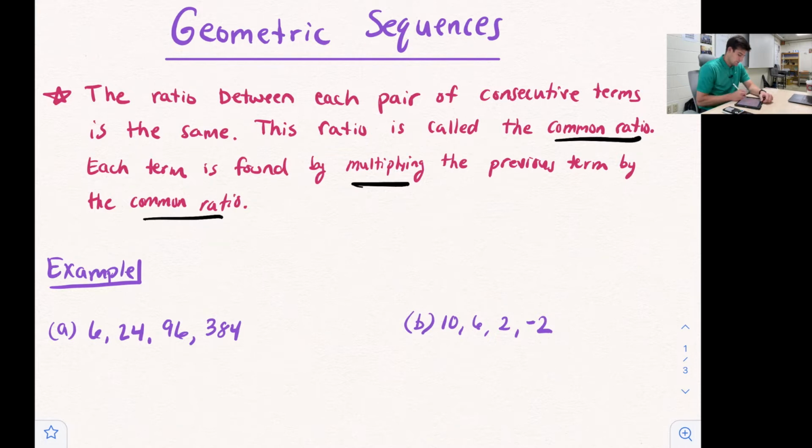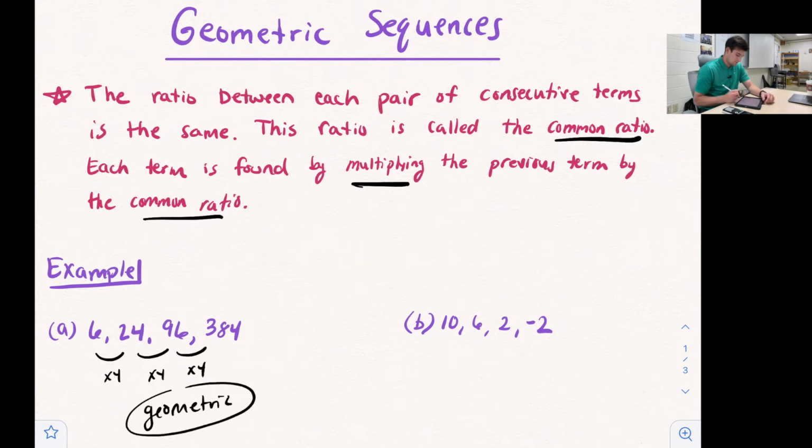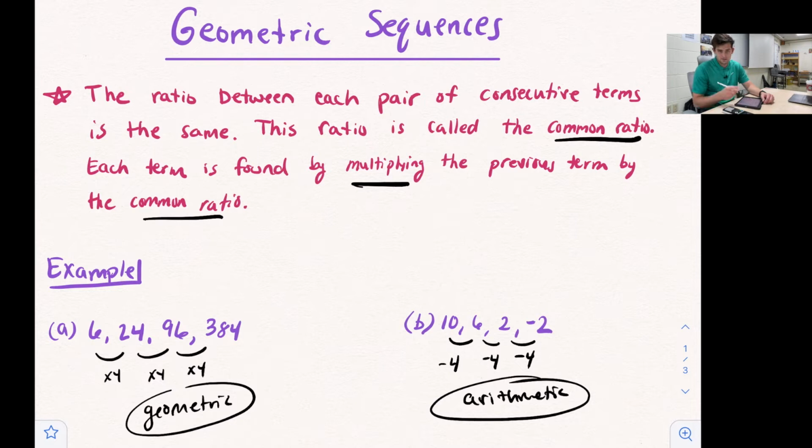So it appears that we are multiplying by 4 each time, right? So since we're multiplying, we're going to say this one is geometric. Our common ratio would be 4. The next one, 10, 6, 2, negative 2. Well, we're not multiplying anything there. It looks like we're subtracting 4. Okay, so this one is actually arithmetic, and we'd say our common difference is negative 4. Okay, so notice the difference is there.